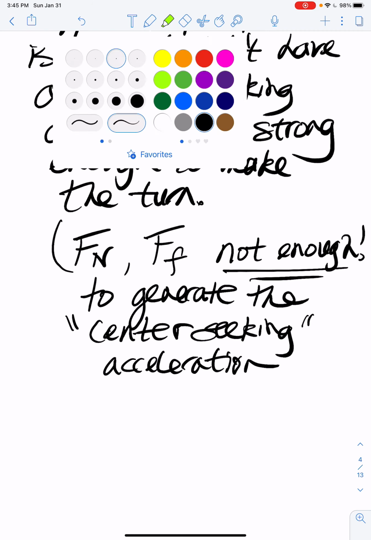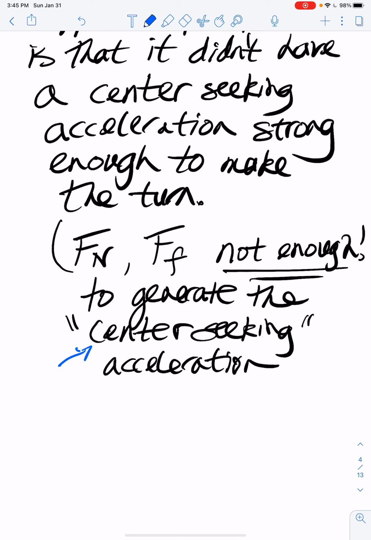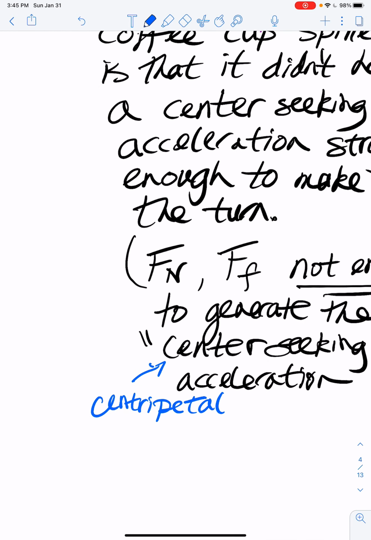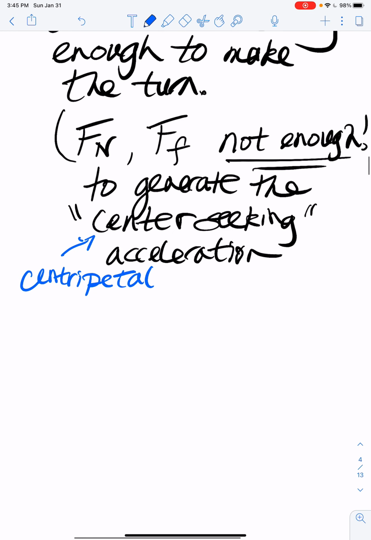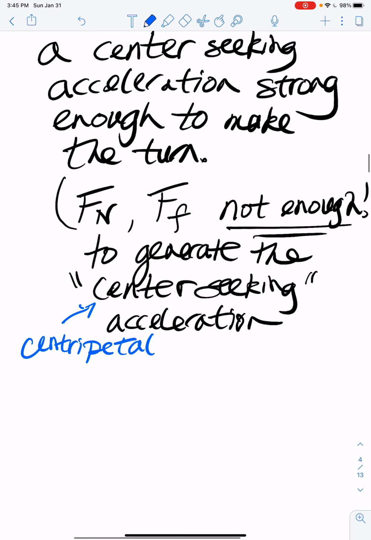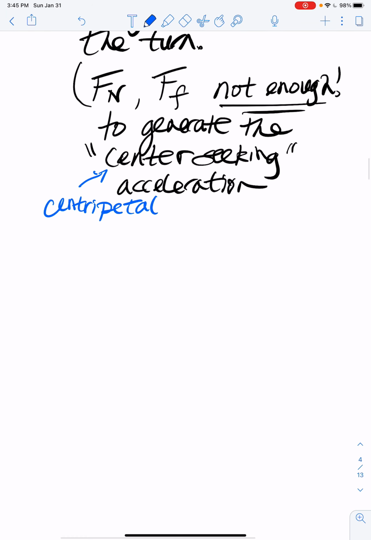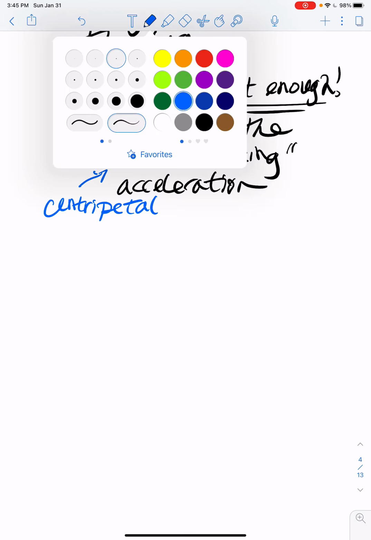And let's remember that that center-seeking acceleration is called centripetal. All right. And so you're sitting there saying, well, but it was flung to the outside. There was a force causing it to flee. What is that? So how is that possible?